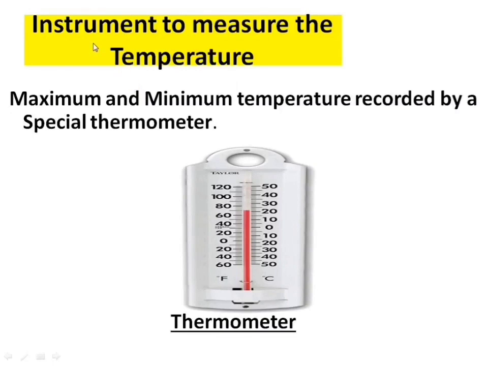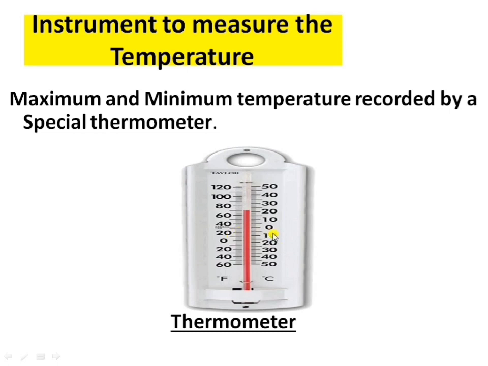Next is the instrument to measure the temperature. The maximum and the minimum temperature are recorded by a special thermometer. As you can see in this image, this is a special thermometer called the maximum and minimum thermometer. It is a U-shaped thermometer filled with mercury. This red fluid is mercury. One arm records the maximum temperature and the other one records the minimum temperature.